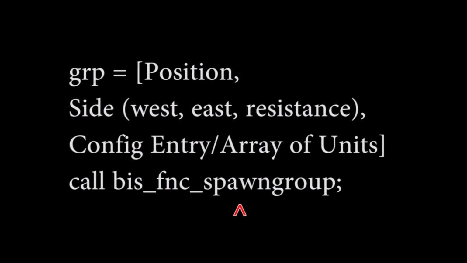Alright, let's talk code. This is the BIS function spawn group. It takes three things. It takes the position, the side, and the config entry of the group, or an array of units that it'll make into a group. And it returns the group itself, so you can use it later.